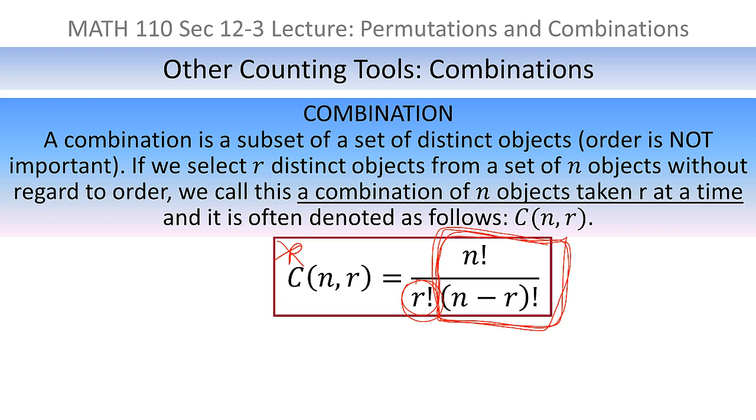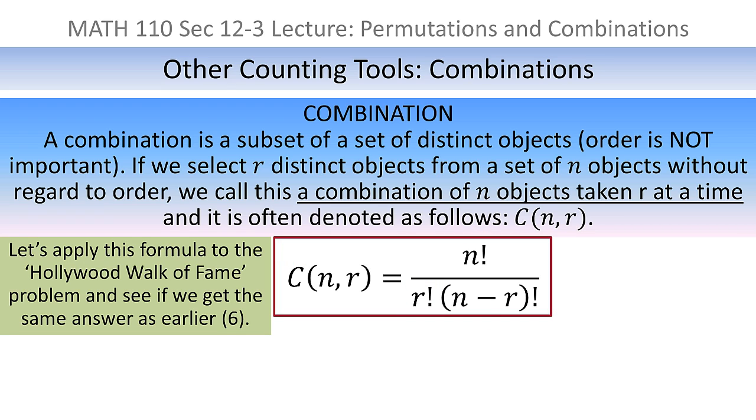So again, I'm not going to derive the formula, but that is the formula for a combination. It's the formula for permutation with an extra factor in the denominator, that factor being R factorial. Let's go back and use this Hollywood Walk of Fame example to see if we can get the same answer we did before. Remember, we got 6.